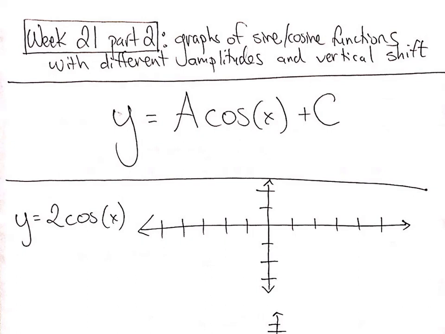Alright, so in the last lesson we learned how to graph something like y equals cosine of x. In this lesson we are expanding our knowledge and figuring out how to graph a sine or cosine function when there's a number in front, which is going to affect the amplitude or height of the graph. And then if a number is being added out front or out back, which is going to give it a vertical shift. So we're talking about amplitude and vertical shift.